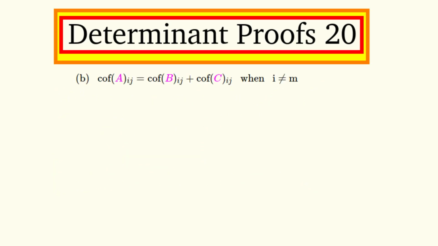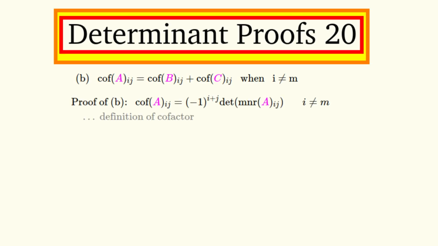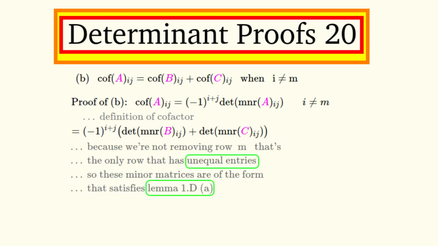So now to prove part B, that this formula is true for the cofactors of these matrices when i isn't equal to m. That means we'll leave the row with different entries in the minors of these matrices. To start this proof, we'll start with the left-hand side and expand it out using the definition of the cofactor. We can get this expression in terms of the minors of B and C because the row with entries that are different in all matrices are left in the minors. And so these matrices obey lemma 1DA.